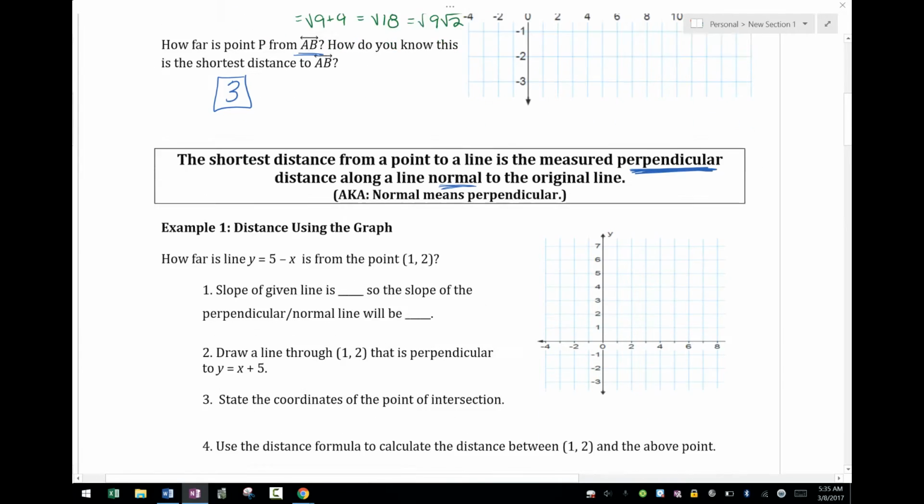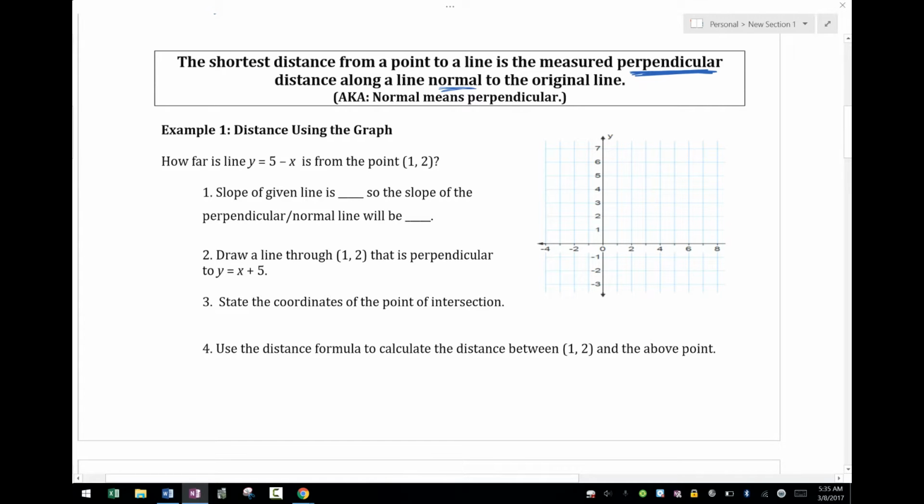So let's come down here and use this next one. How far is 5 minus x from the point 1, 2? Again, I want you using your noodle. I'm not going to give you a rule. There's not some nice formula for this. Well, technically there is a formula, but it's gross. I want you using your brain. So let's graph 5 minus x and the point 1, 2 and see where we go.